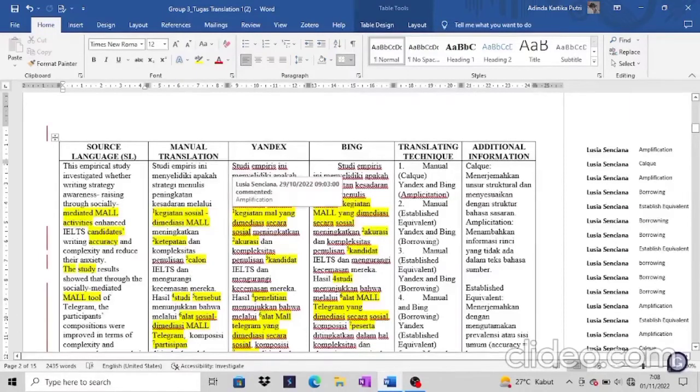In Yandex and Bing, they are using amplification. There is "kegiatan mall yang dimediasi secara sosial." Okay, amplification adds detailed information that is not in the source language text, such as the words "yang" and "secara."